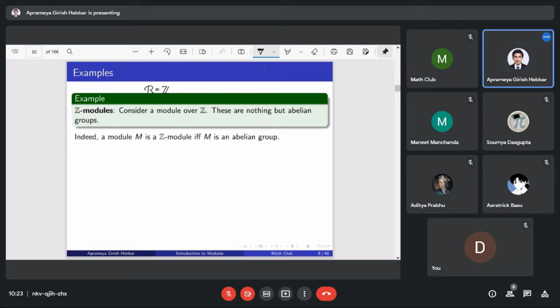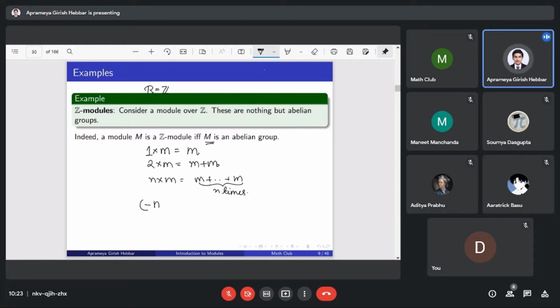So how? Suppose M is an abelian group. How can you make it a Z module? Just by defining 1 times m, for any m, to be m. 2 times m you define to be m plus m, and so on. N times m you can define to be m plus up to m, so this is n times. So this would convert this abelian group into a Z module.